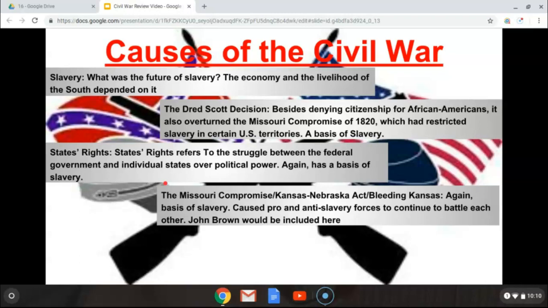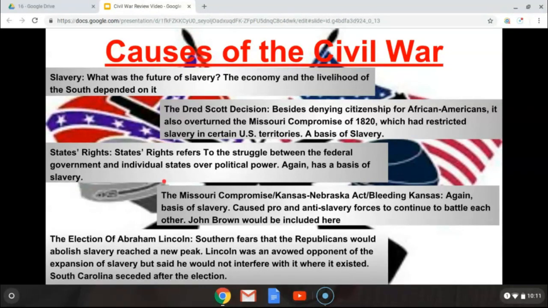Again, the basis of slavery causes pro and anti-slavery forces to continue to battle against each other. This is where John Brown, the martyr/terrorist, would be included. And finally, you have the election of Abraham Lincoln.